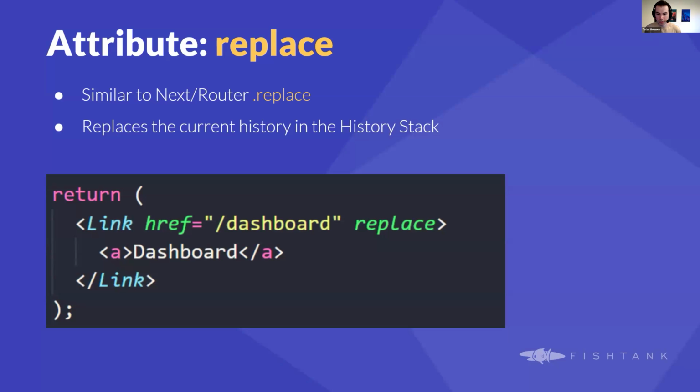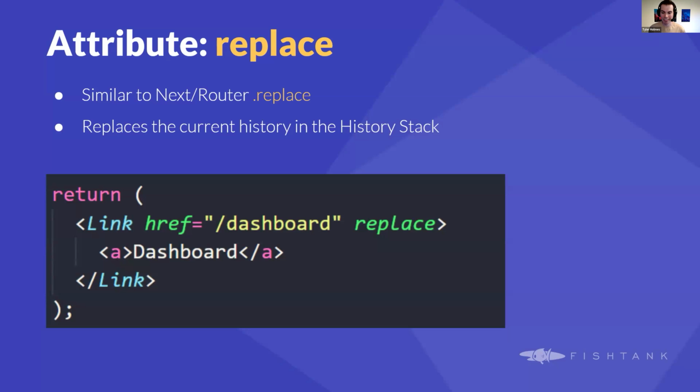The next attribute I want to talk about is replace. This works the same as the next router.replace, except it's specifically for link elements. Now, obviously, it defaults to false, but when it's set to true, it will replace the current history state instead of adding a new URL into the browser's history stack.